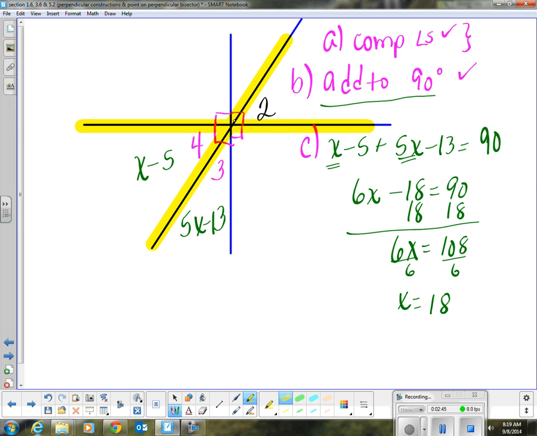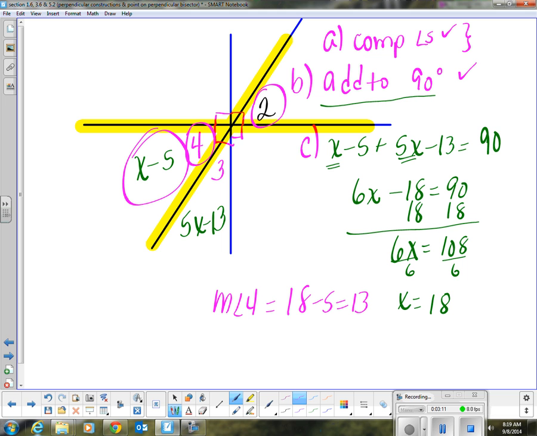So if I trace the sides of 2 and here, what type of angles are 2 and 4, Brittany? What kind of angles are 2 and 4? They're vertical. What do you know about vertical angles? They're equal. So if 2 is equal to 4, are you prepared to find the measure of angle 4? Pretty much. So we're going to say measure of angle 4 is equal to 18 minus 5, which is 13. And because the measure of angle 2 is equal to angle 4, it's also equal to 13.